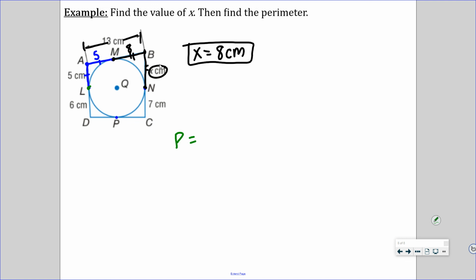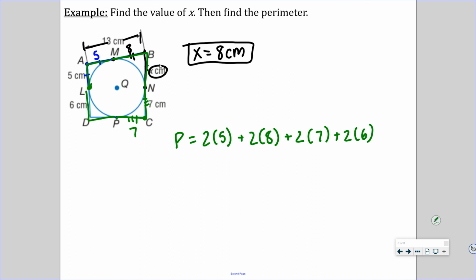Now we need to find the perimeter. So I'm going to start here actually at point L. So to find this perimeter, I have 5 and 5. I have 2 5s. 2 lengths of 5. And then I can go 8 and 8. With me? This would be 7 and how long? 7. And then 6 and 6. Good. 52 centimeters.